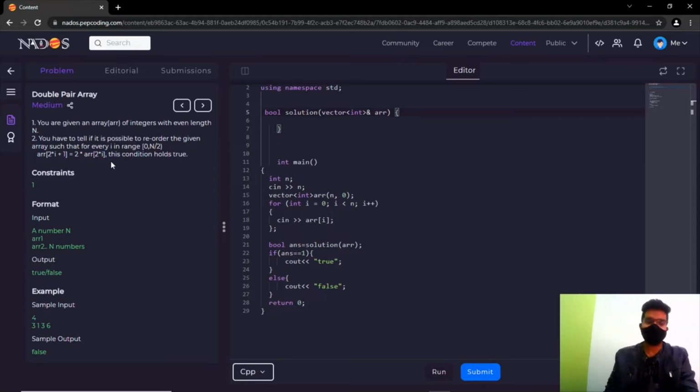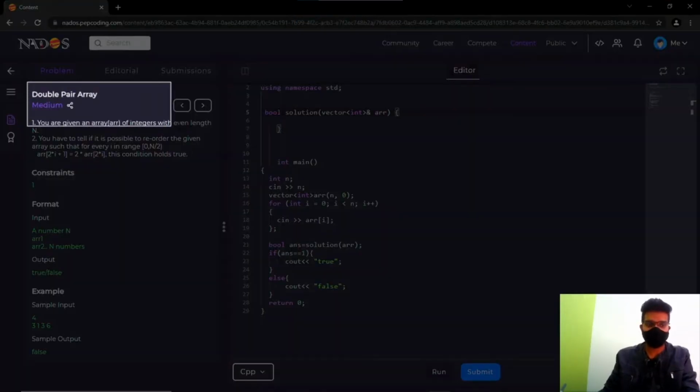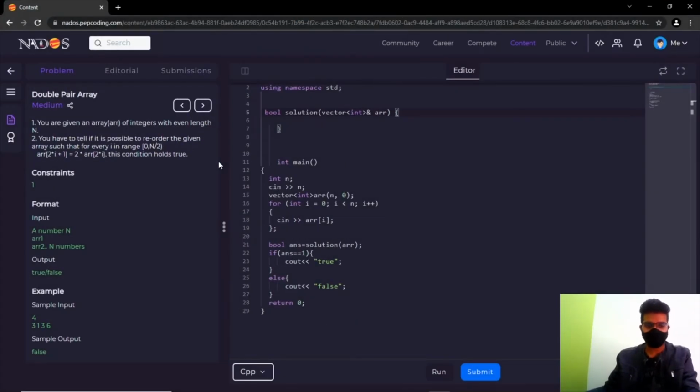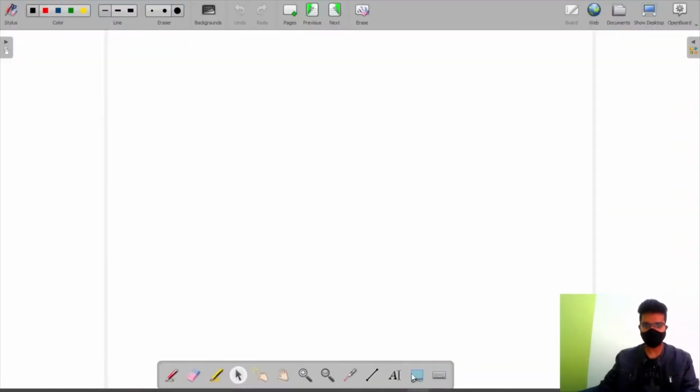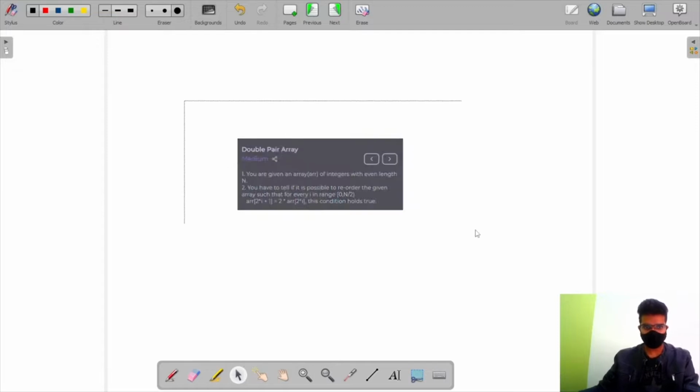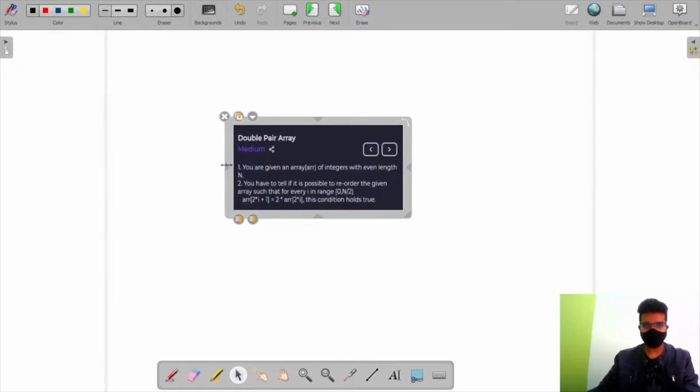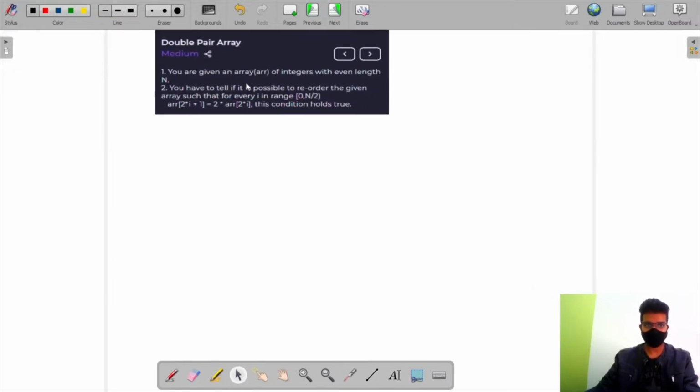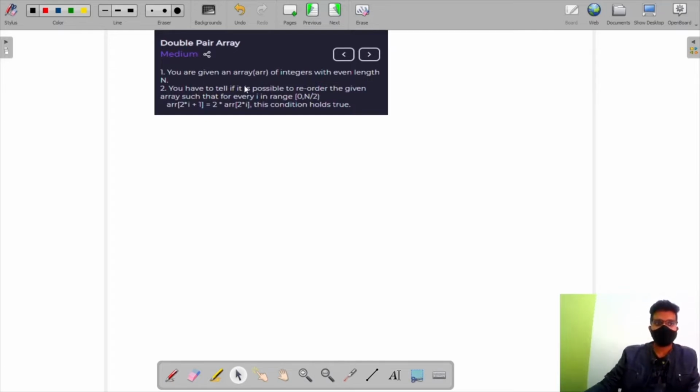Now let's understand what the condition basically is. Let me copy it and open my open board. Let me increase its size and then we are going to discuss the interesting problem first. What are we given? We are given an array of integers. Now what must be worrying you is what this condition actually means.